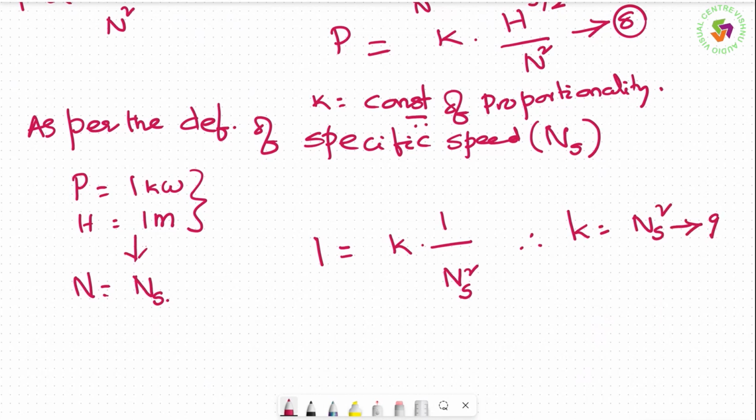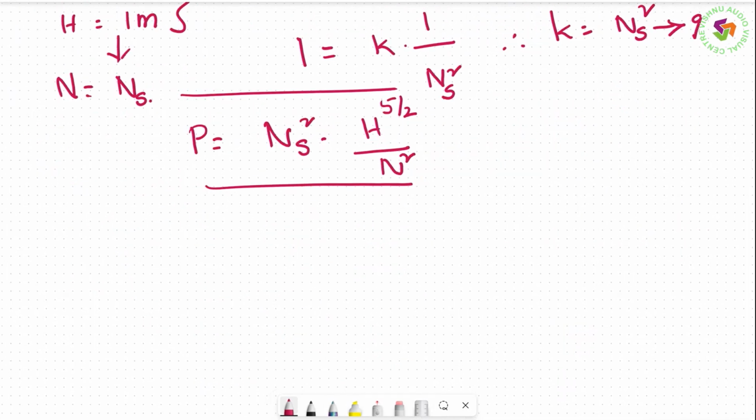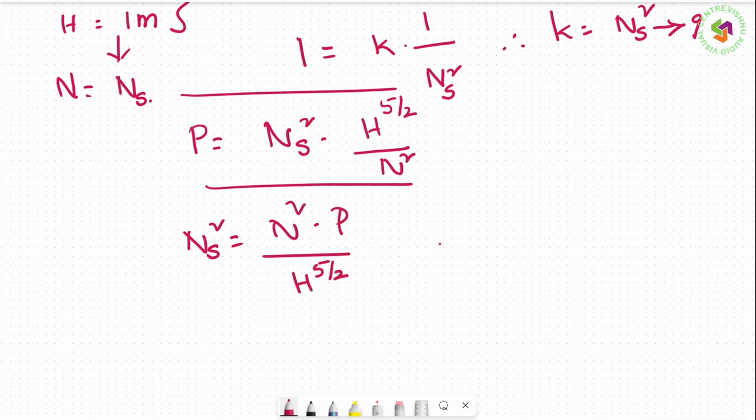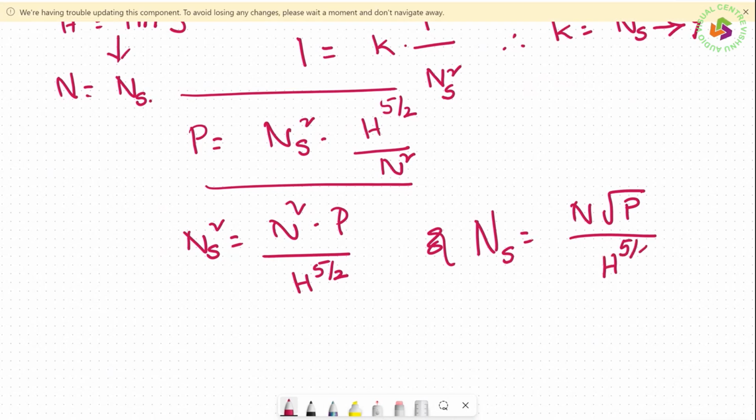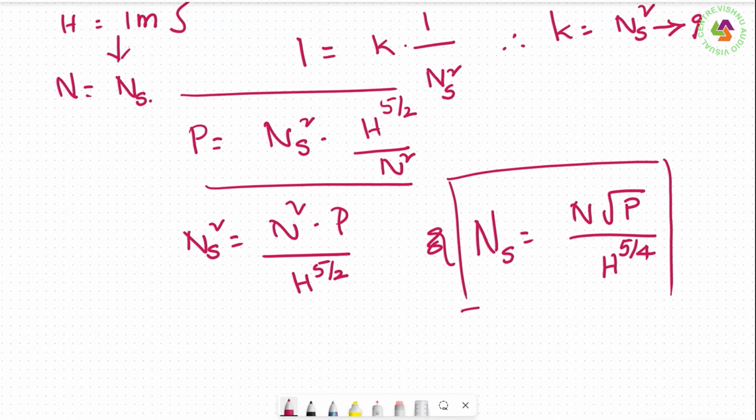This is the ninth, right? So now what you should do is substitute in that. So therefore, P is equal to Ns square into H to the power of 5 by 2 by N square. So from this, what can I derive? Ns square is equal to N square P divided by H to the power of 5 by 2, or Ns is equal to N root P divided by H to the power of 5 by 4. So this is the final equation for specific speed. In this, what is Ns? Ns is the specific speed.